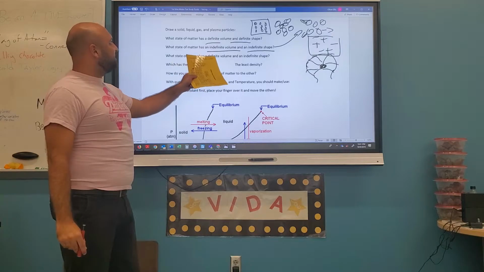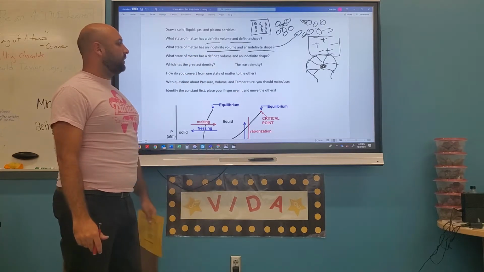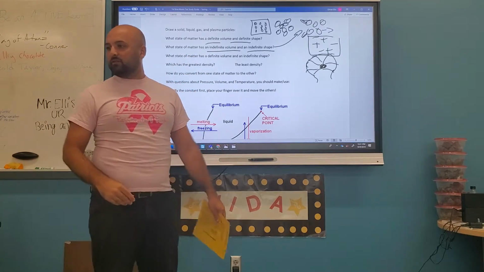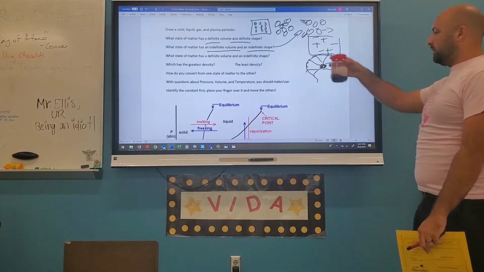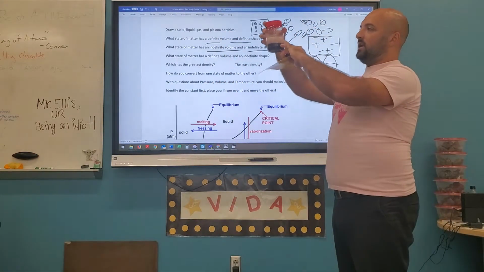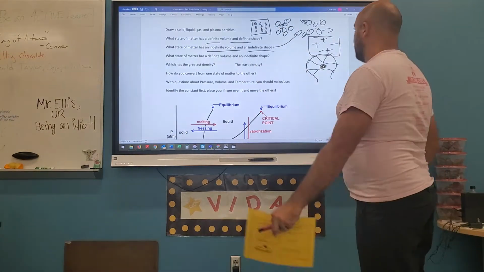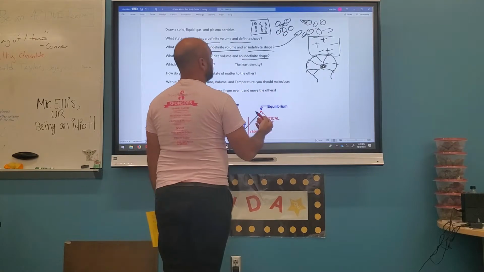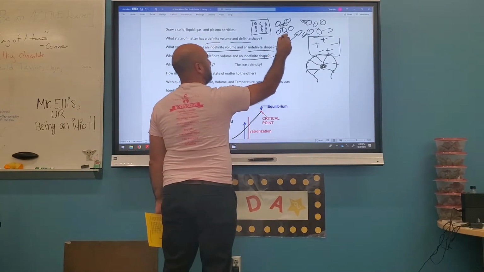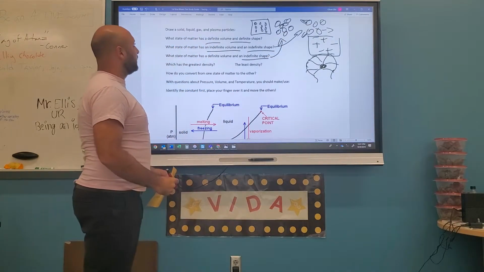Which state of matter has a definite volume and an indefinite shape? I can try my best to squeeze water, but at the end of the day, it takes up a specific amount of volume. That water will always take up that much volume inside the container. So it's got a definite volume and an indefinite shape, because we know water can move around and take the shapes of its different containers. So that's going to be your liquid.